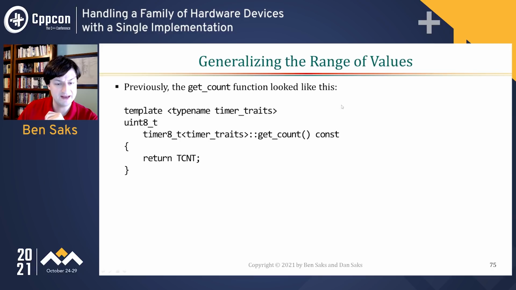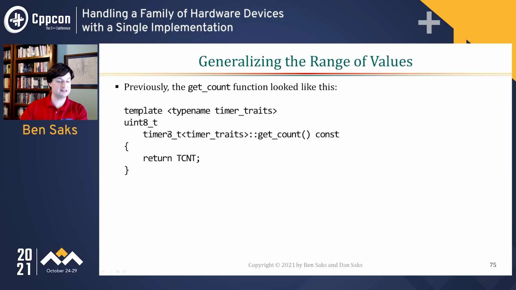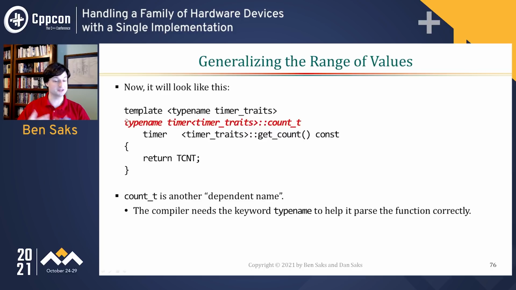So before, the get count function looked like this. Now it's going to look something like this. It's going to return an object of type count_t instead of type uint8_t. This is another case of a dependent name. What type count_t is depends on what gets filled in for the timer traits. So we want to preface that with the keyword typename to help the compiler understand what we're asking it to do in this situation.